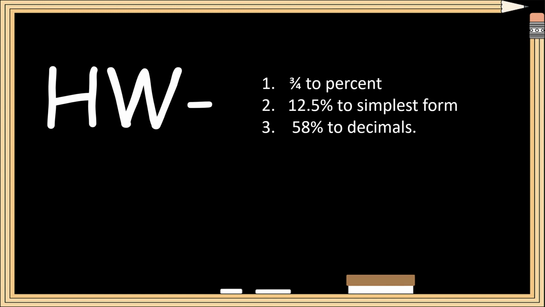The first one is convert 3 by 4 to percent. When we helped Rohan, we converted 1 by 4 to percent. Now here you have to convert 3 by 4 to percent by multiplying by 100 and like that. Then 12.5 to the simplest form. You can rewind the video and watch it if you want to recap it once more. And then we have 58% to decimals, so you can again rewind it and watch it. It's just converting it into a fraction and doing it. The answers are in the description box below.